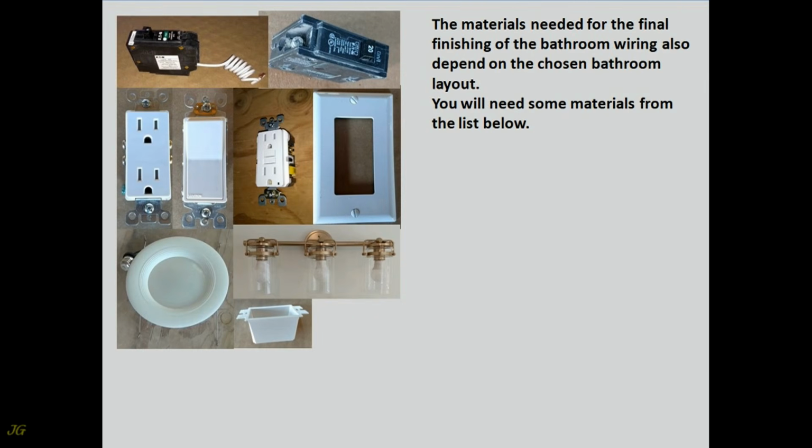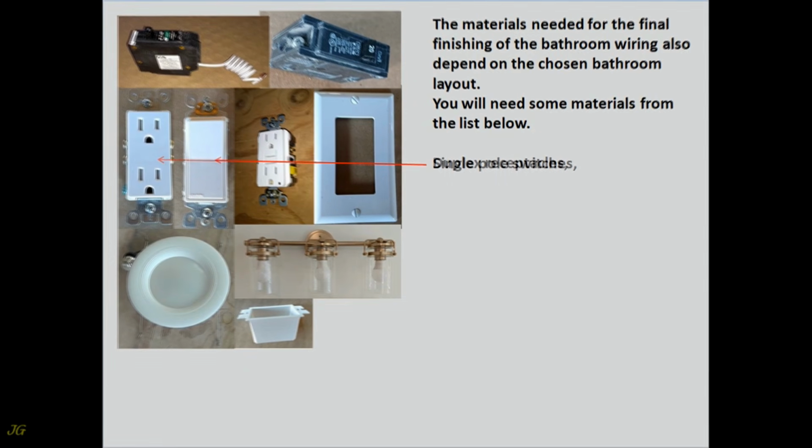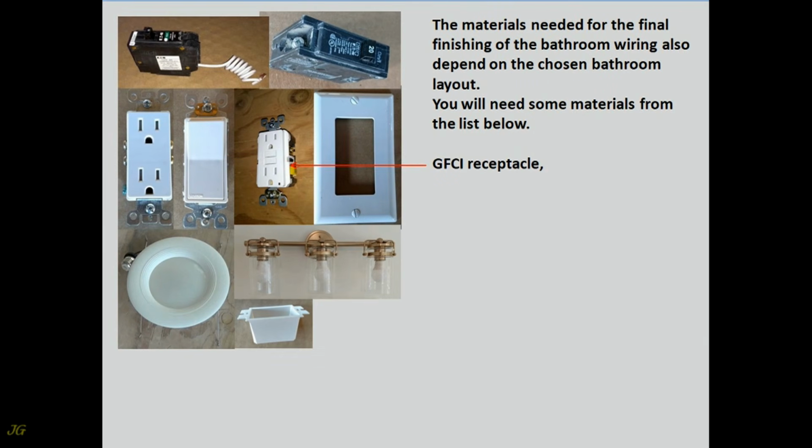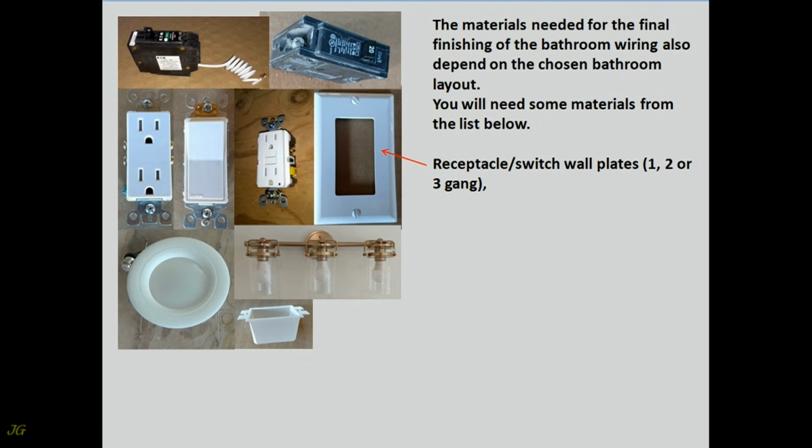The materials needed for the final finishing of the bathroom wiring also depend on the chosen bathroom layout. You will need some materials from the list below. Duplex receptacles. Single pole switches. GFCI receptacle. Junction box extenders. 4 or 6 inches recessed lighting trim. Receptacle, switch wall plates, 1, 2 or 3 gang.